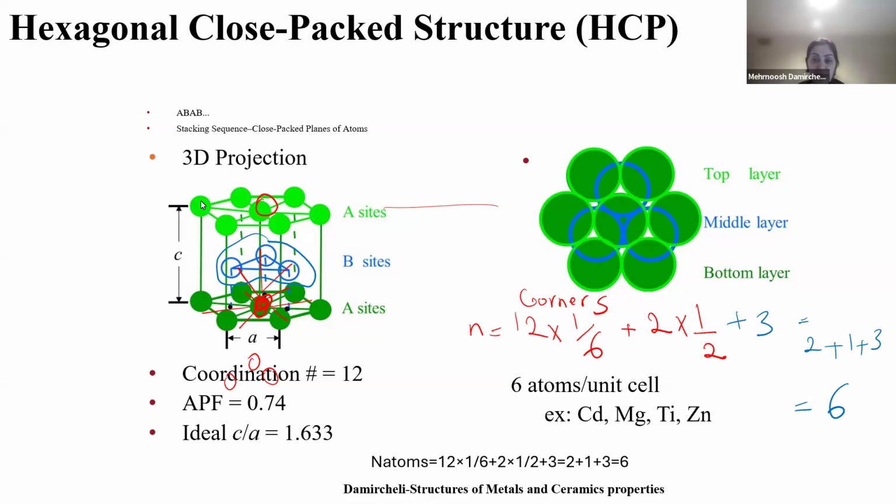The atomic packing factor, or APF, that we talked about before in previous videos, is 0.74, the same as the FCC structure. Okay.